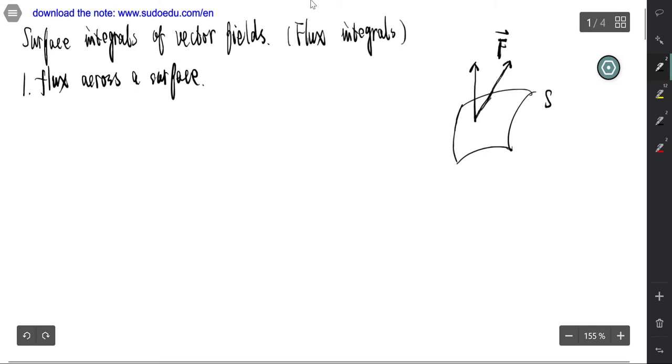The velocity depends on the location, so we consider a small part of the surface. This part has area delta S_i, and we consider its flux, called delta phi_i, across this small part of the surface in a unit time.